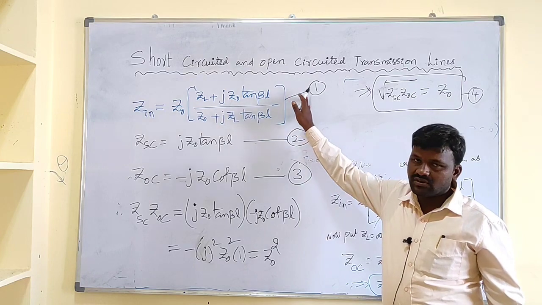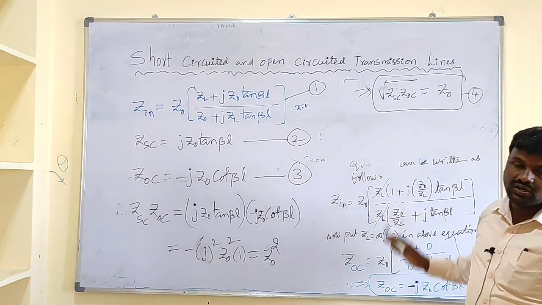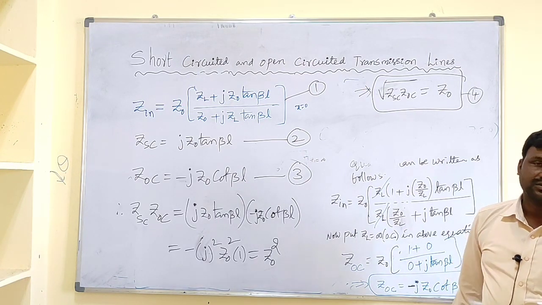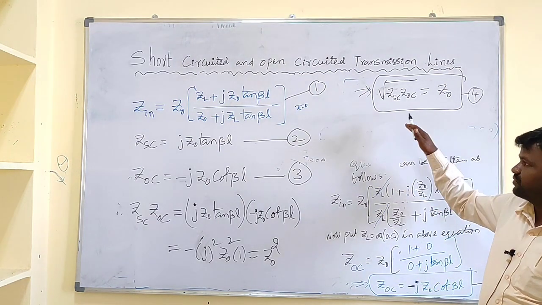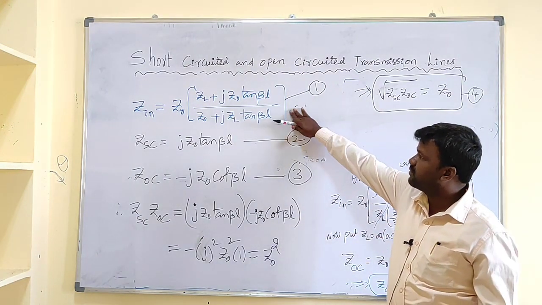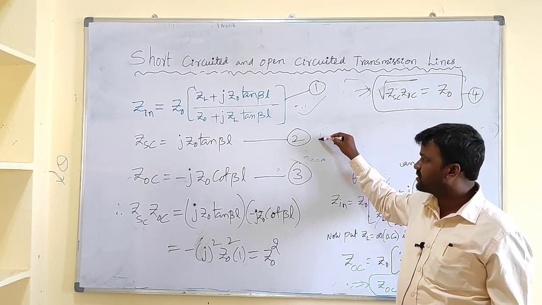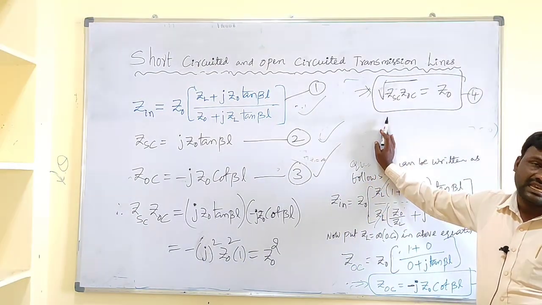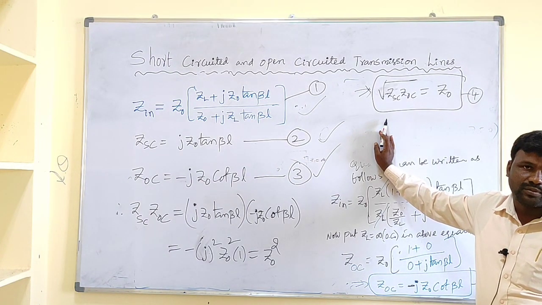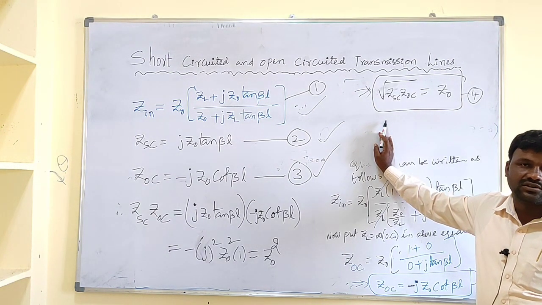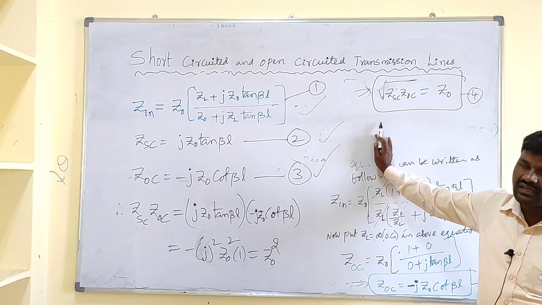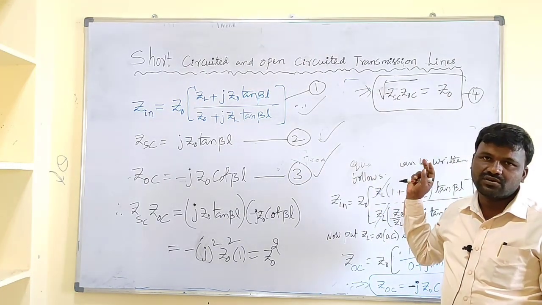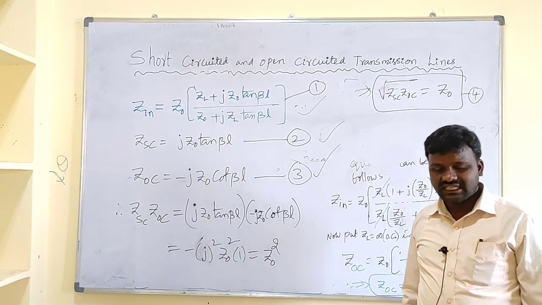Please write down these equation 1, equation 2, equation 3, equation 4. These equations are important in order to solve or design transmission lines. For the design problems, we require these formulas. This is the input impedance of the lossless transmission line. It is the input impedance of the short circuited line. It is the input impedance of the open circuited line. And this is the relationship between the characteristic impedance and the short circuited and open circuited transmission line. Square root of ZSE into ZOC equal to Z naught means the square root of the product of the input impedances of the short circuit and open circuited line gives the characteristic impedance of the line.